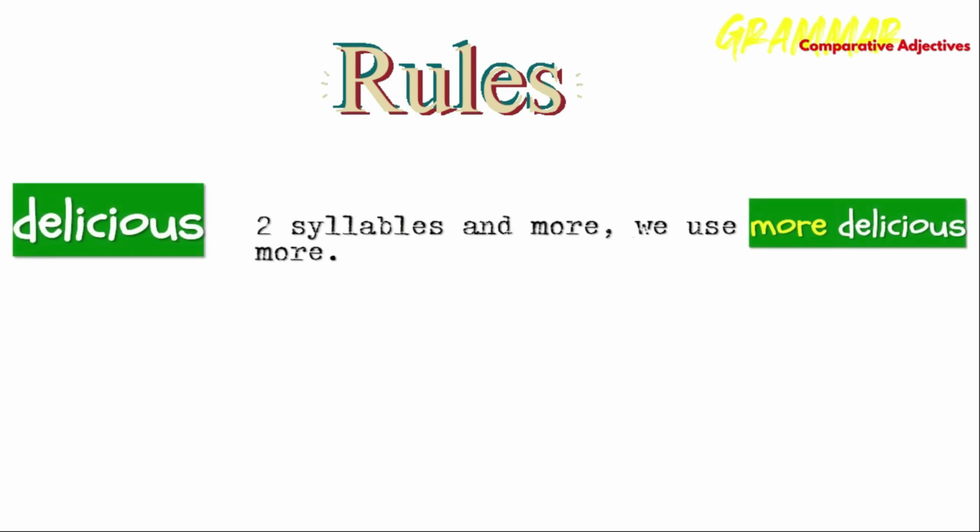If the adjective has two syllables or more, we use more, like more delicious. Delicious has three syllables. So we say in the comparative adjective form, more delicious.